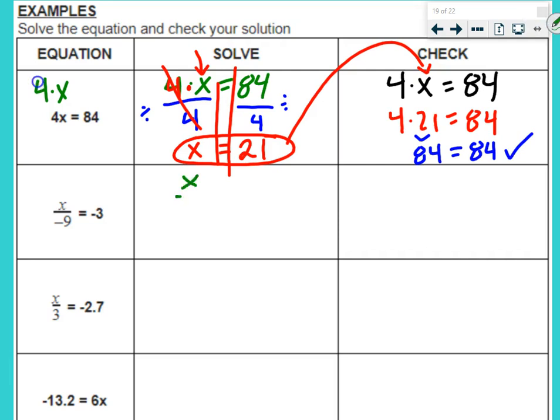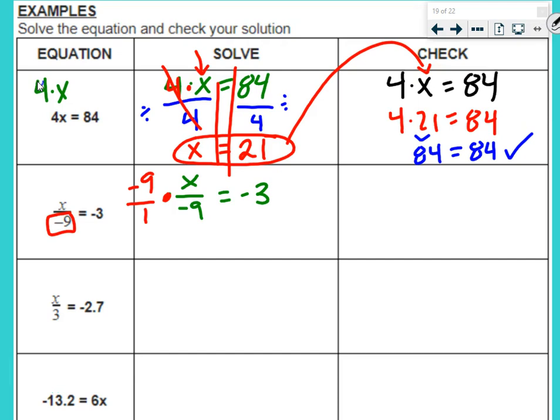Next problem. We have x over negative 9. Now remember, that's division. That's x divided by negative 9 equals negative 3. To undo division, the opposite of division is multiplication. So we're going to have to multiply by the number that we're dividing by. Now the number we're dividing by is negative 9. So we have to multiply by negative 9. We're not going to divide by negative 9. We're going to multiply by negative 9. Multiplying by negative 9 is really multiplying by negative 9 over 1. So we kind of have to do a little more here.